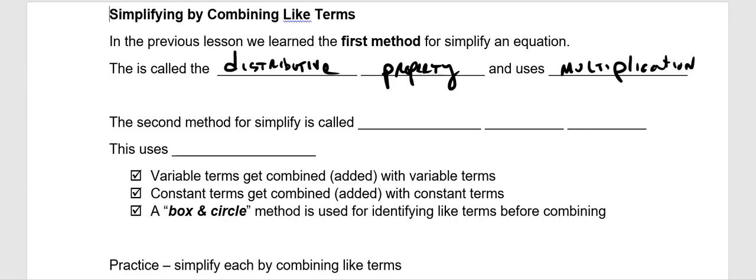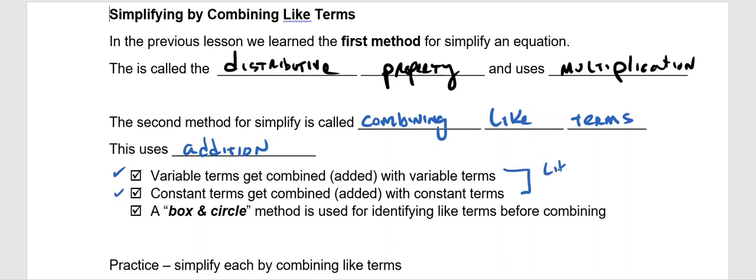Our new method today is going to be called combining like terms. Combining like terms is nothing more than using addition, okay? More specifically, it's using addition to add terms that are alike on one side of the equation, because they're either both variable terms, or they are both constant terms. This is really important.